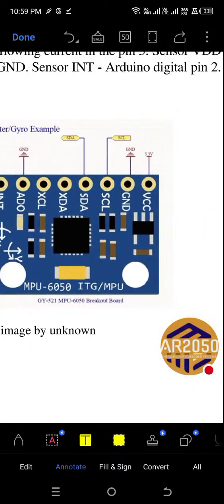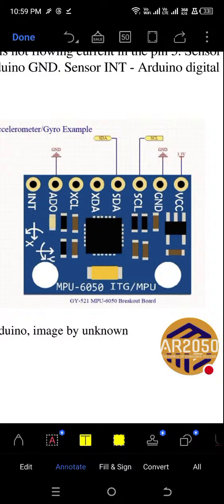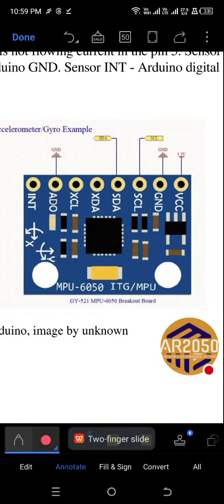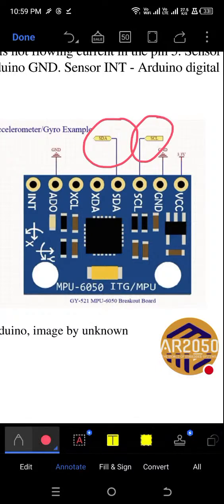Well, yes, the accelerometer, it is explained here. It has VCC, the ground, the SCL and SDA.